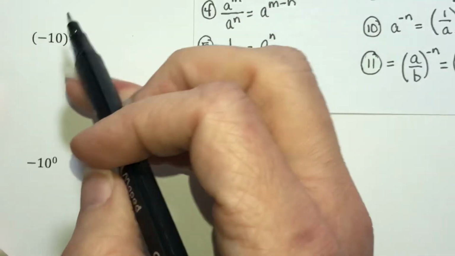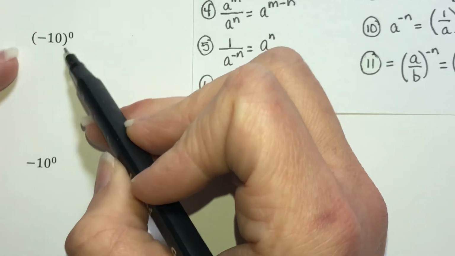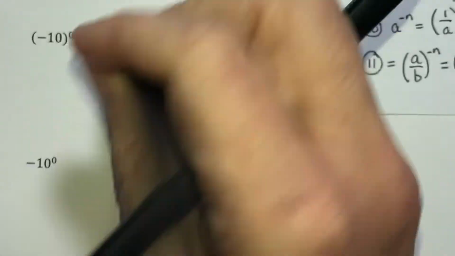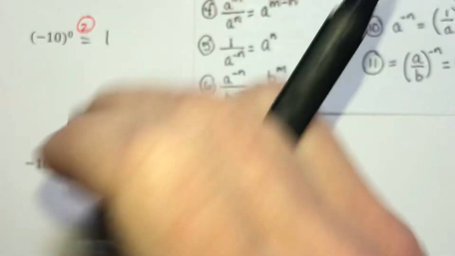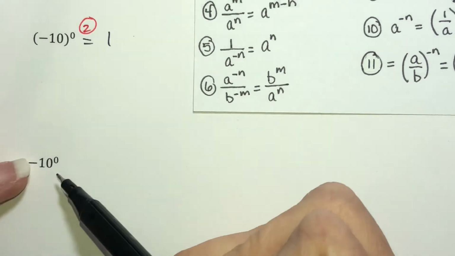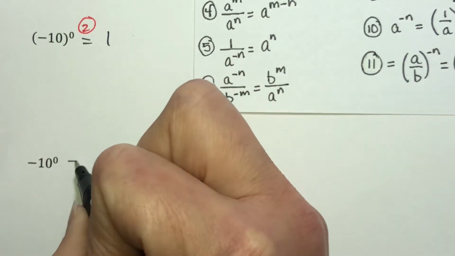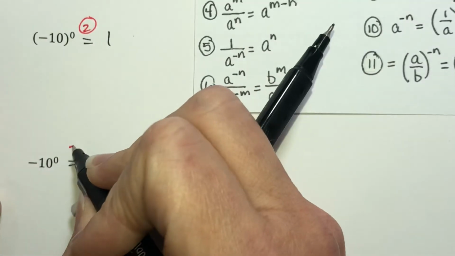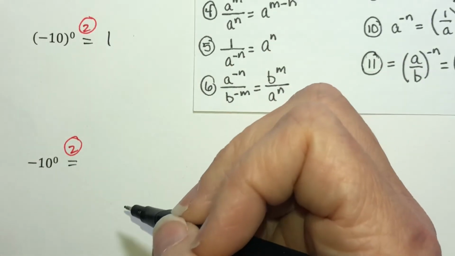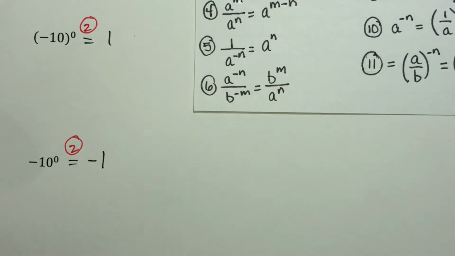This one means the number negative 10 raised to the 0 power. So that whole number is being raised to the 0 power, so your answer is 1 by the second property. This one, however, is the number 10 to the 0, and then you make it negative. Now, don't ask me why this is the case. It is notation. Somebody made this up at one point. It stuck, and we're stuck with it. So this answer is negative 1.